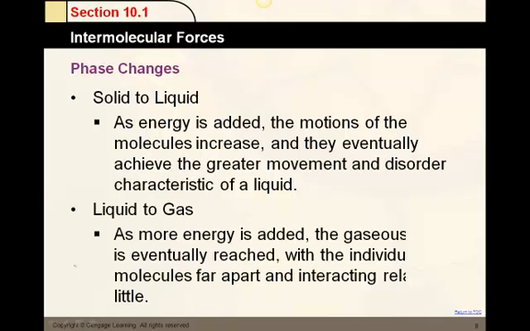Liquid to a gas, again, we have to increase the energy because what happens, as it says here, as more energy is added, the gaseous state is eventually reached with the individual molecules far apart and interacting relatively little. Therefore, they have to have energy to pull away from those attractive forces of the neighbor to maintain that.